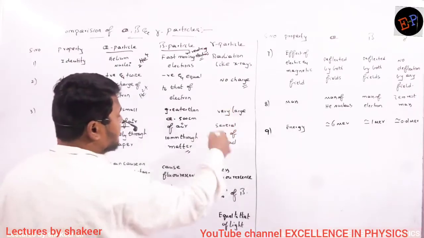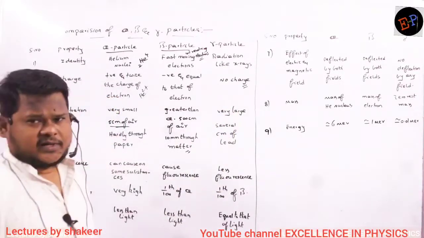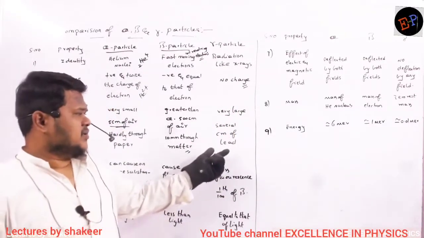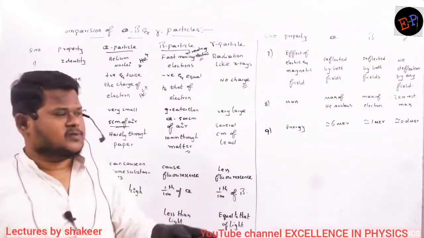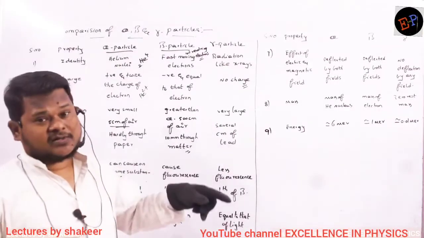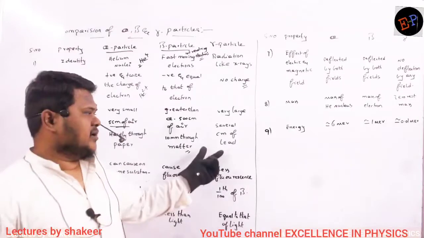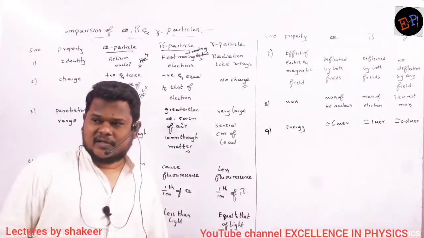Then what about gamma? This is radiation, like X-rays. So its penetration capacity will be very large. It can travel through several centimeters of lead metal also.